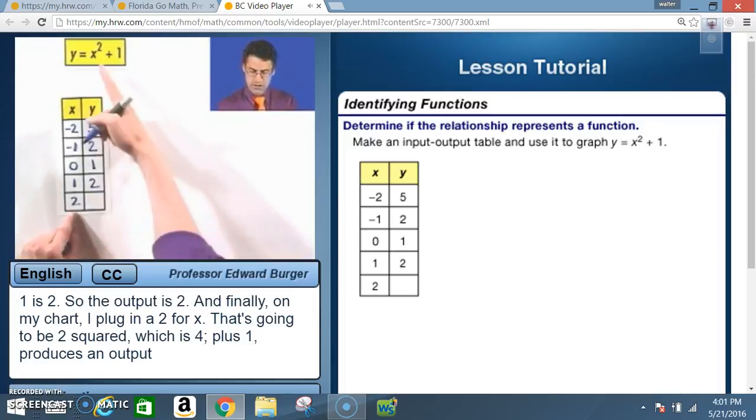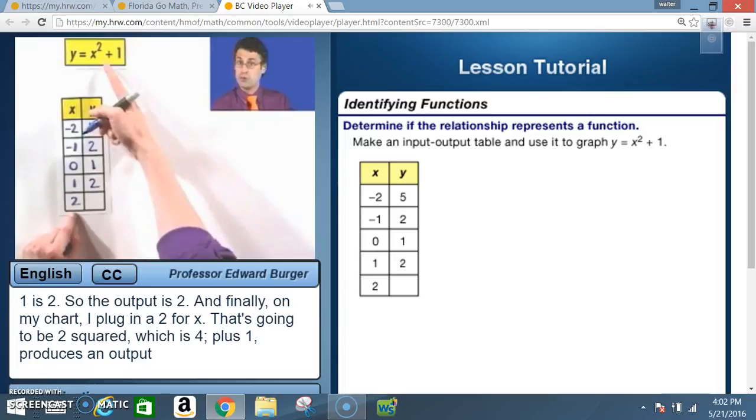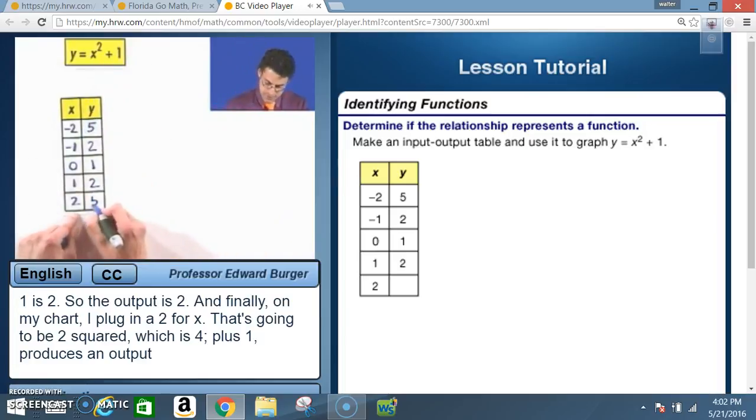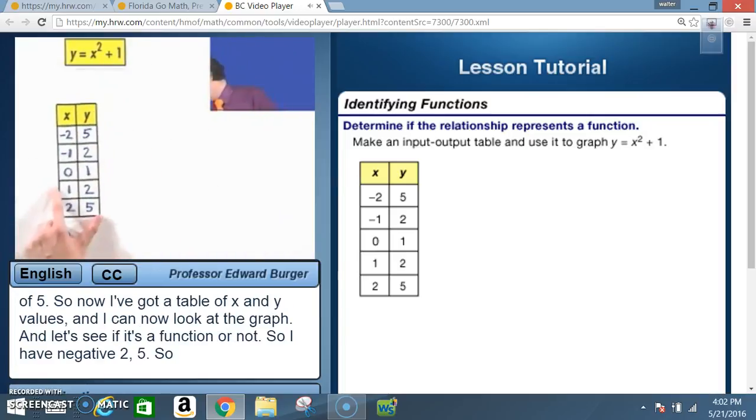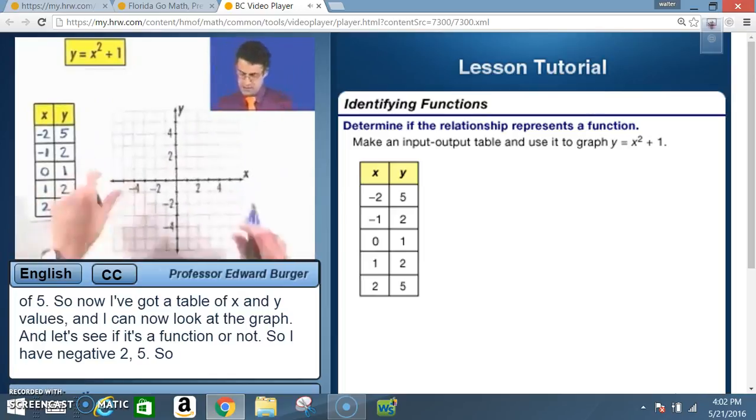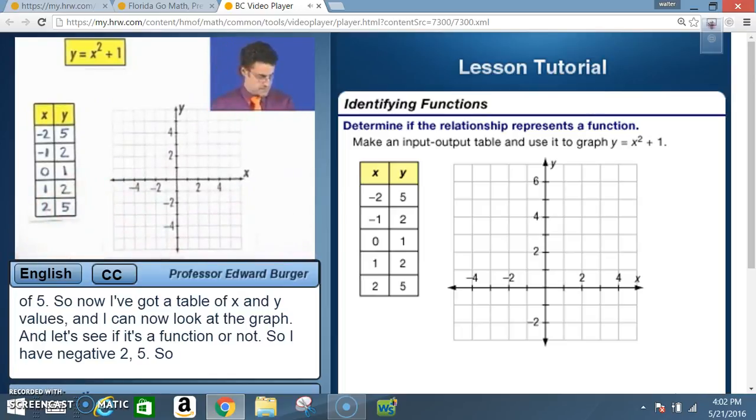And finally, on my little chart, if I plug in a 2 for x, that's going to be 2 squared, which is 4, plus 1 produces an output of 5. So now I've got a table of x and y values, and I can actually now look at the graph. And let's see if it's a function or not.